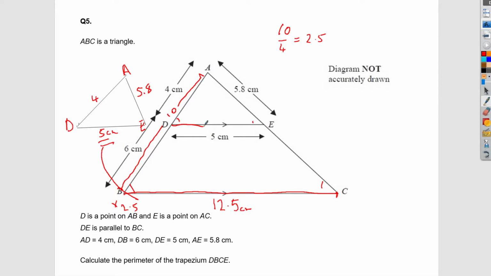I've got already this side, D to E, and I just need to find this length here. Now, this is 5.8. If I multiply 5.8 by the scale factor, which is 2.5, let me quickly do some math. 5.8 multiplied by 2.5 is going to give me 14.5.